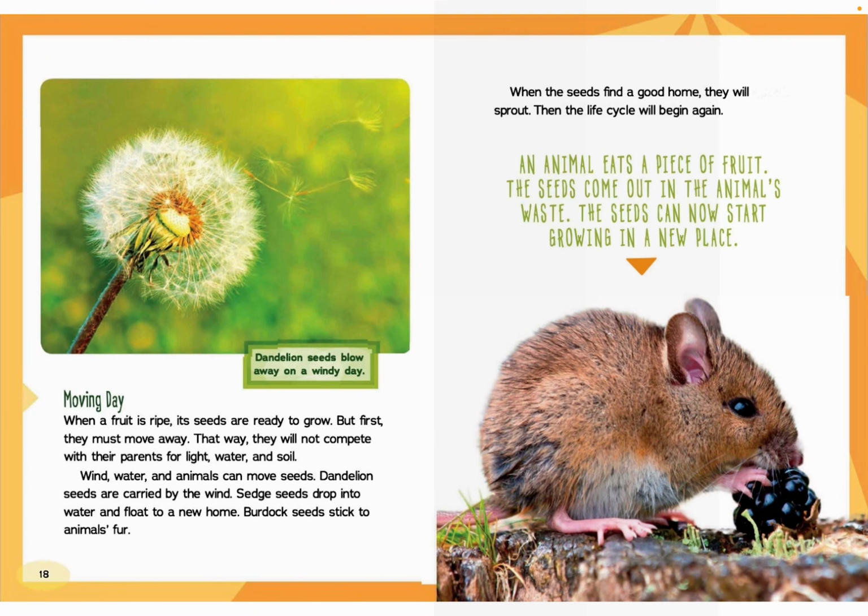When the fruit is ripe, its seeds are ready to grow, but first they must move away. That way, they will not compete with their parents for light. Wind, water, and animals can move seeds. Dandelion seeds are carried by the wind. Coconut seeds drop into water and float to a new home. Burr seeds stick to animal fur.